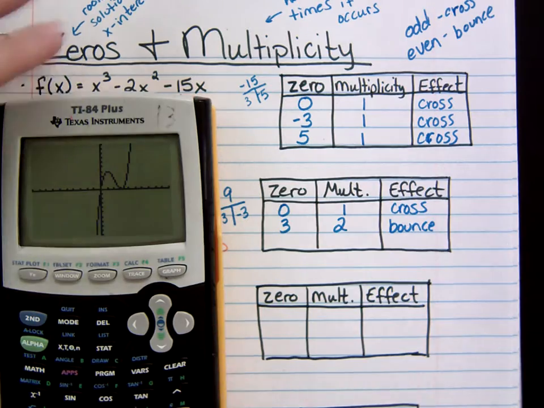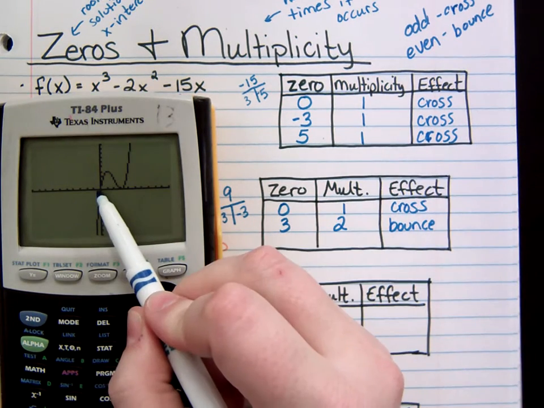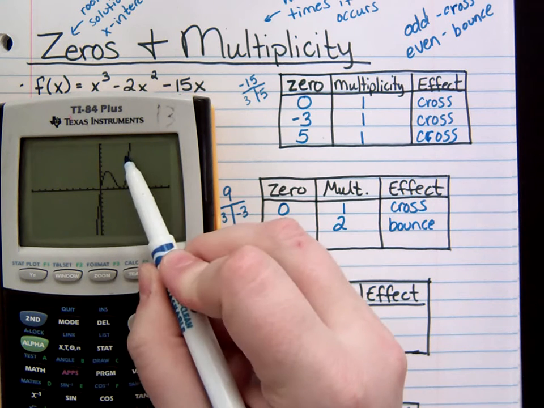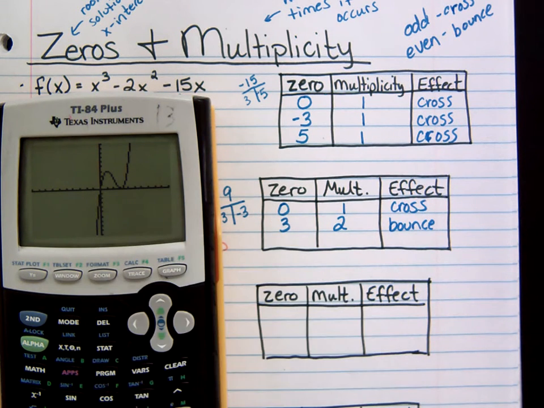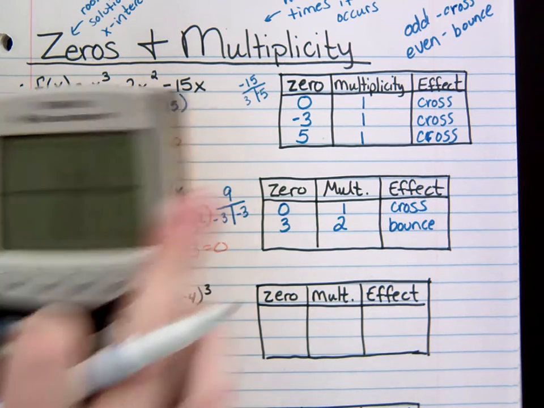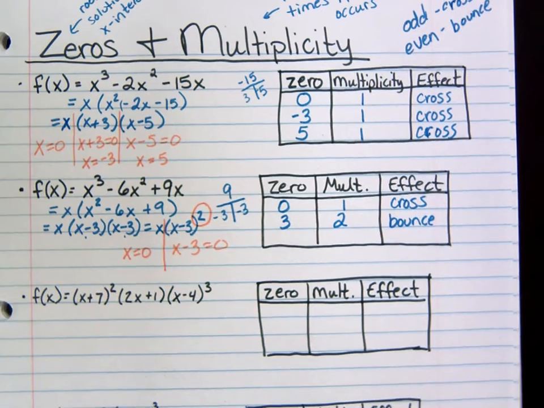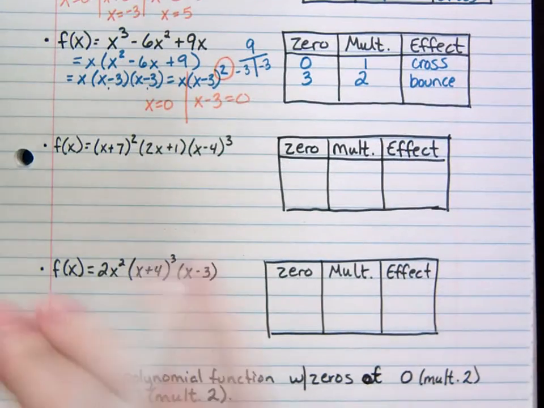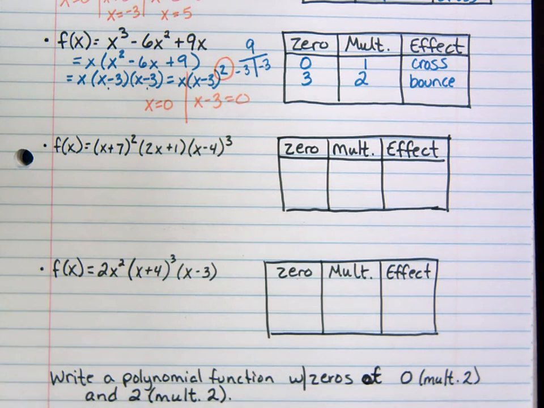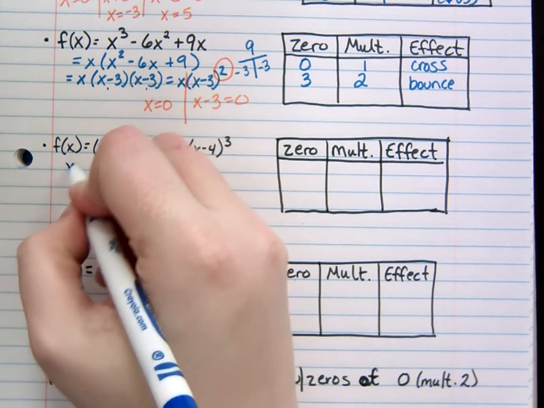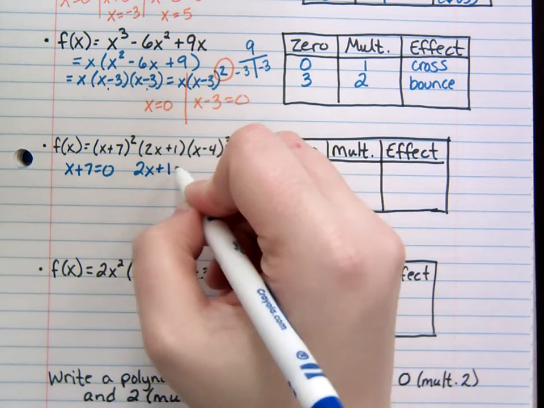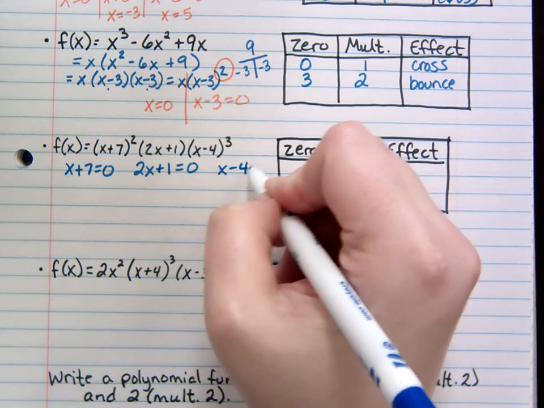So at 0 here it crosses the x-axis, but at 3 here it bounces. So it touches the x-axis but then goes the other way. That's what I mean by bounce. Now we're going to do a couple more, but we're not going to factor on these. They are already factored for us. So it's the same process. You take each factor, set them equal to 0, and then solve. And that's how you get your zeros.